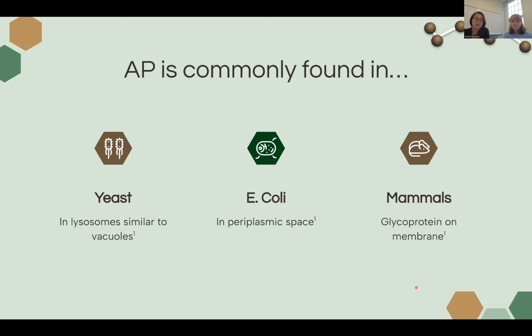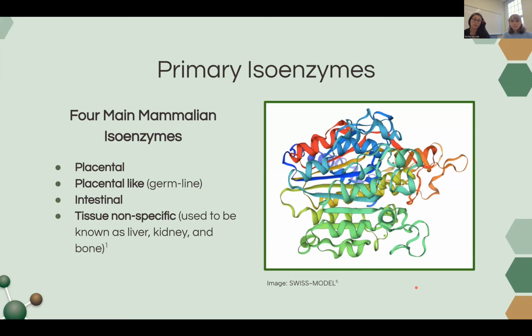So AP is commonly found in many organisms like yeast, E. coli, and mammals. In yeast, it is found in lysosomes, similar to vacuoles. In E. coli, it is found in the periplasmic space, and in mammals, it is found as a glycoprotein on the cell membrane. So, some primary isoenzymes: specifically, there are four main types of mammalian isoenzymes.